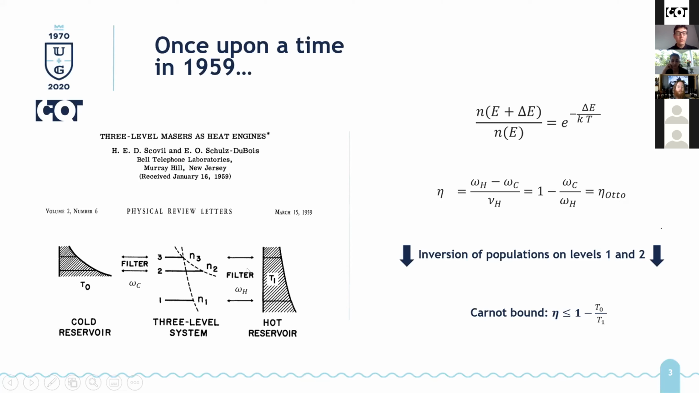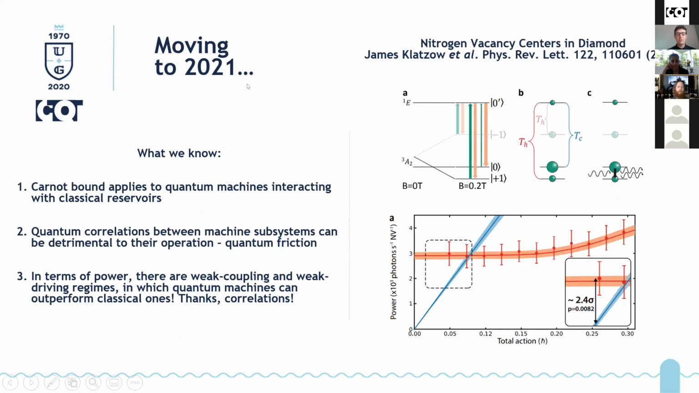And the condition for the inversion of populations implies that this, in fact, cannot be higher than the Carnot bound. Okay, so here we have a small dimensional system, but many things happened since 1959, and now we are in 2021, and we know much more.